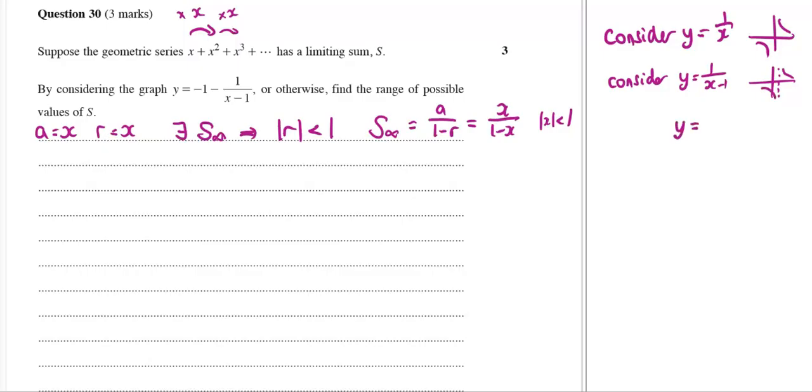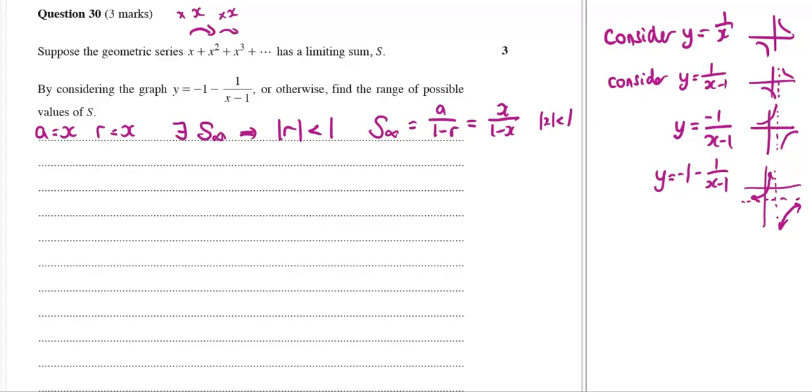Now consider what happens as I put a minus sign in there. So now I'm flipping it in the x-axis. So it's still pushed over by 1, but I'm actually talking about this hyperbola. And if I nudge that down by 1, which is the graph they're asking me to consider, I've got an asymptote at x equals 1, an asymptote at y equals -1, and I've got this shape going on.